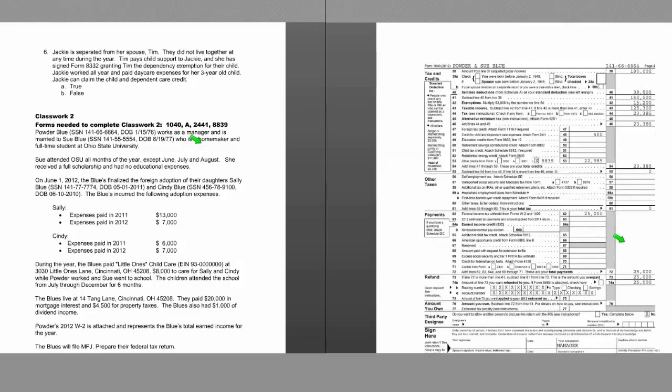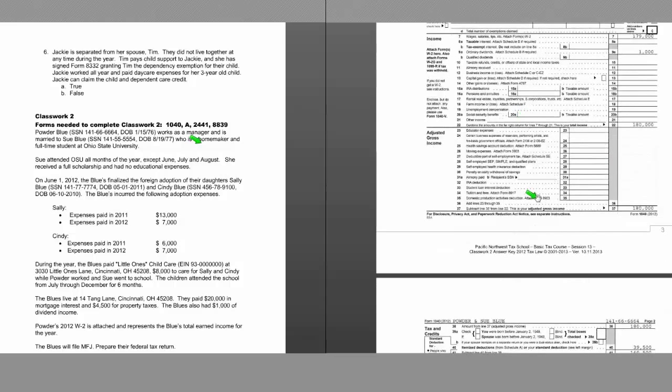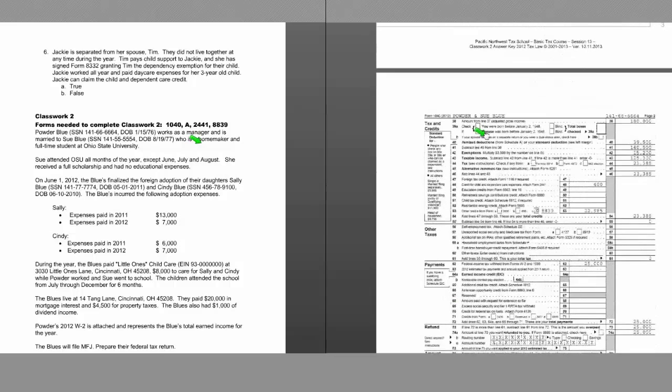So let's go down and take a look, firstly, at the 1040 form for the Blues. And we can see that we've entered the income from the W-2 for Powder, as well as $1,000 of dividend income. Gives them a nice round number of $180,000 of adjusted gross income for the year. We're itemizing their deductions, and their Schedule A shows $39,500 of itemized deductions. And when we figure calculating the tax, we end up with $23,385 of tax.